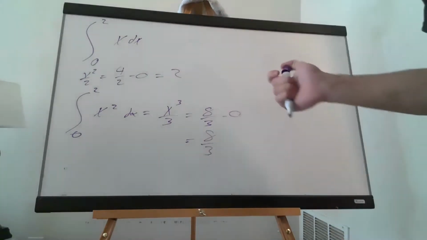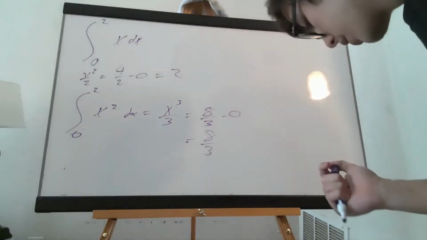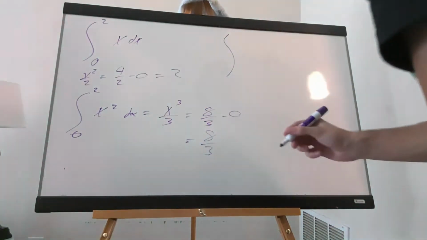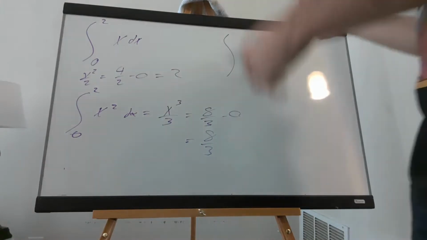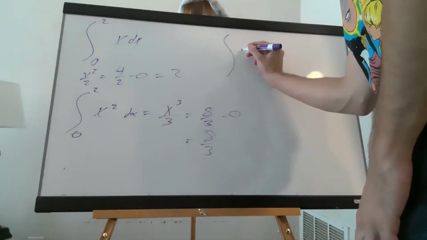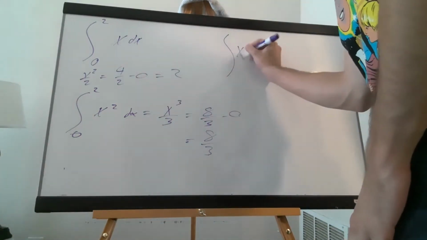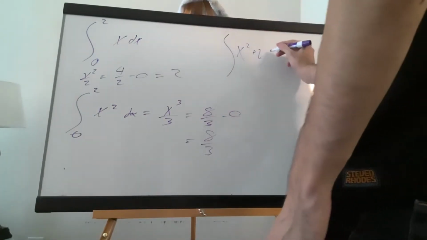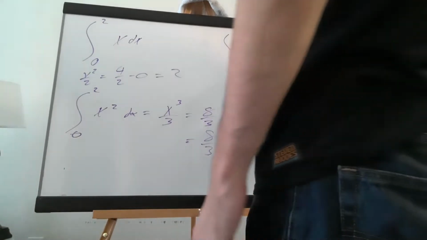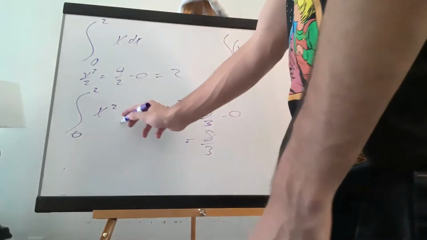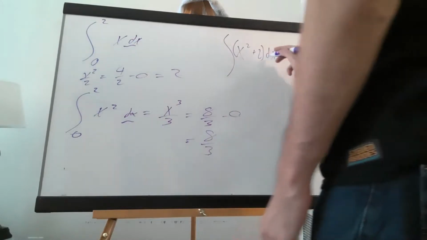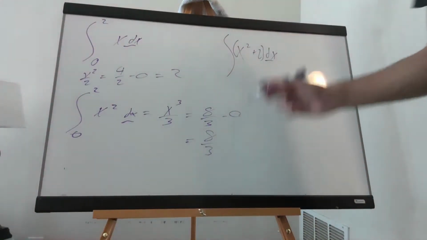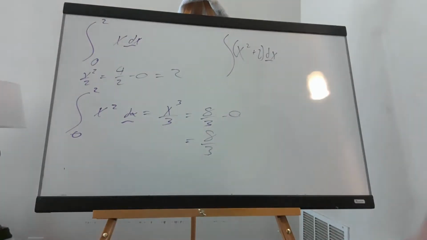But on the other hand, if we have something like the integral of x squared plus 2 dx. And also don't forget to write dx. If you don't do that, he will probably take off like 8 points from you. I'm not even joking. Every calc professor will take off all of your points for that.